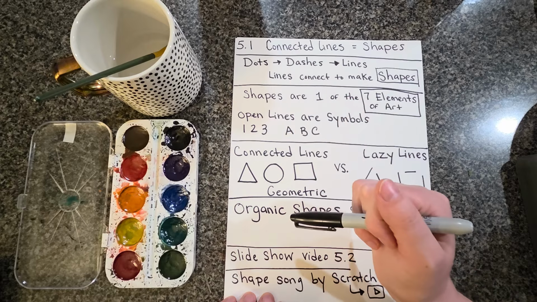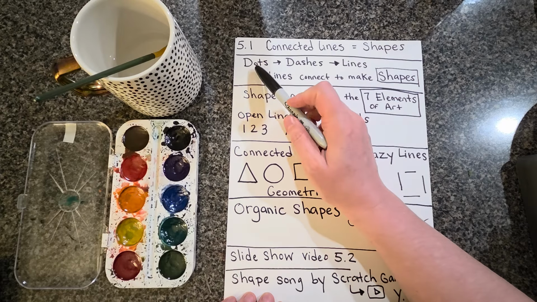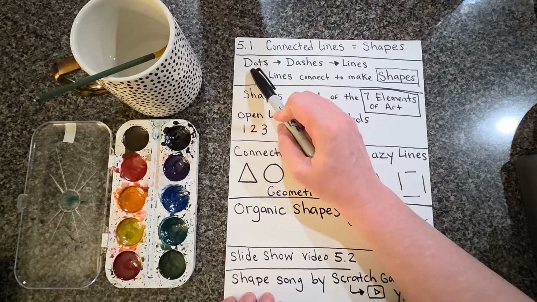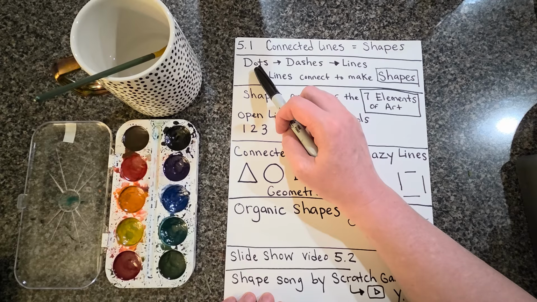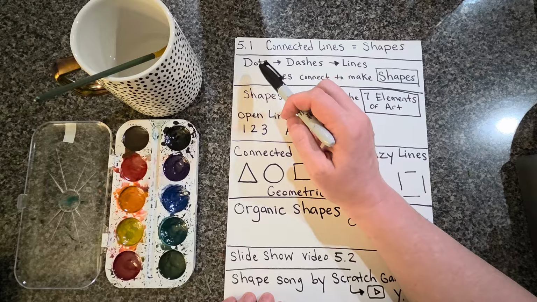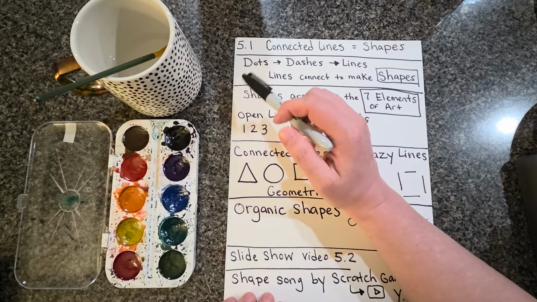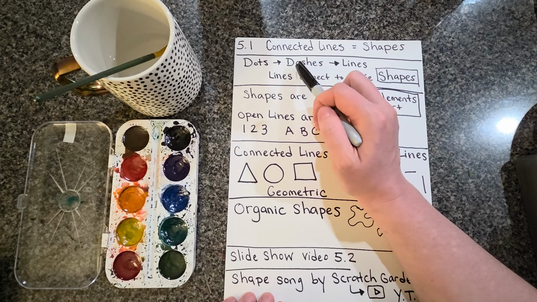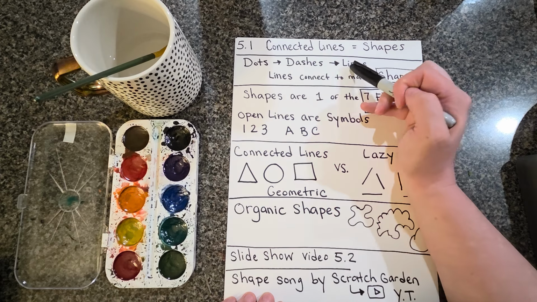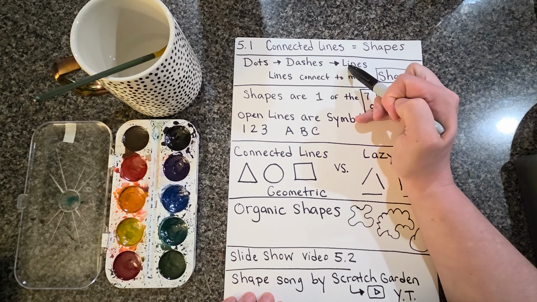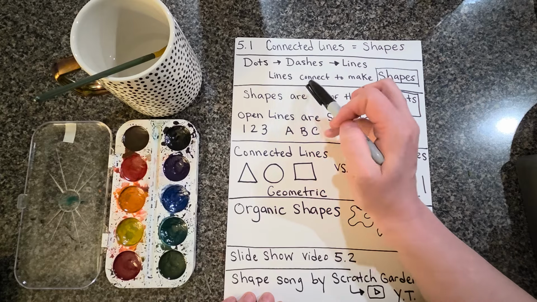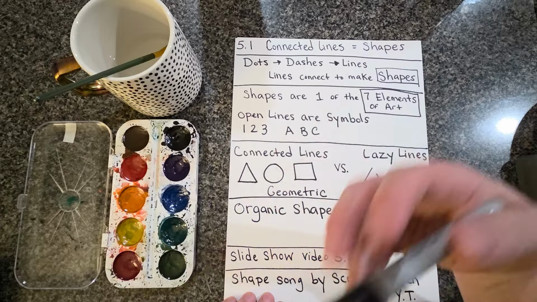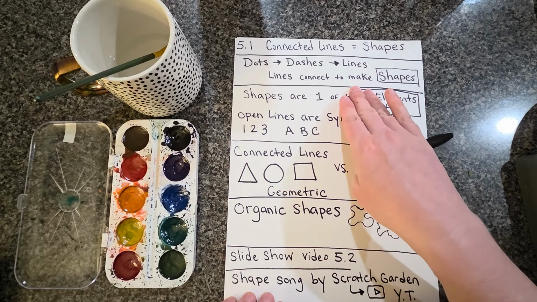So we are building up in lesson 2, lesson 3, lesson 4, and now we're in lesson 5. The dots are the first mark making: small dots, lots of dots, dotted lines. The dots become dashes, the shortest line, an expression of line. Then we made long lines in the last video, and now lines connect to make shapes. So that's where we're headed, connecting all of these concepts together.